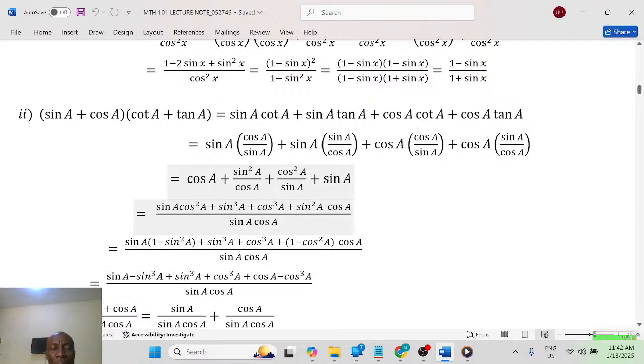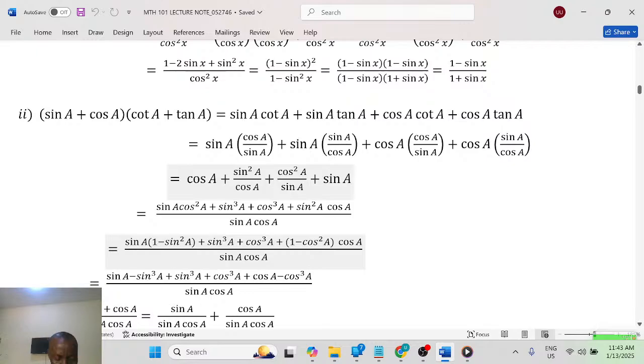Sine a cos a divided by 1 will give us sine a cos a. And when you multiply it by cos a, you're going to have sine a cos square a. And you follow that order, you have sine a cos square a plus sine cube a plus cos cube a plus sine square a cos a, divided by sine a cos a. We also know from the first trig identity that we looked at, sine square theta plus cos square theta is equal to 1. So cos square theta will be equal to 1 minus sine square theta. That is how we got this 1 minus sine square a.